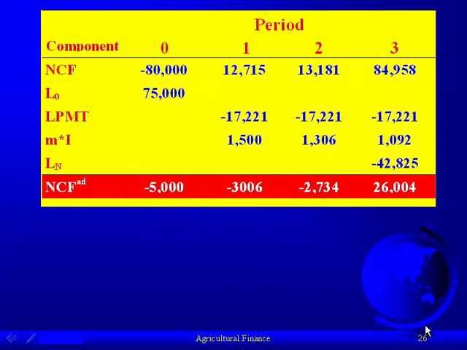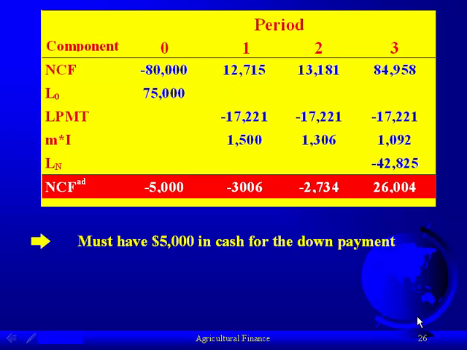Now if we look at this, what does this chart tell us about the financial feasibility or liquidity of this irrigation system? We know it's profitable, right? We calculated the net present value and it was over $2,000, so we were getting our required rate of return. But what about the liquidity? First of all, you can see that the down payment is $5,000. So this farmer has to come up with $5,000 for that down payment, or even though it's a profitable investment, he can't buy it.